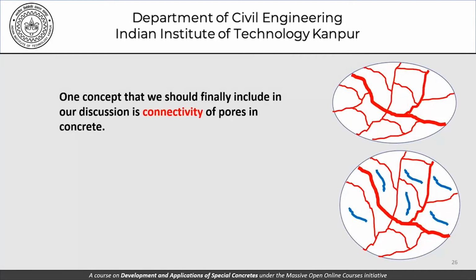Having said that, let's try to look at a slightly different aspect. A concept which we have not touched is the issue of connectivity of pores. This picture here shows some kind of pore structure in a solid. So this is the solid that I have, and these are the pores. These are all interconnected pores, but there is always a possibility we'll have these kind of pore spaces, because at the end of it we are talking about hydration products.